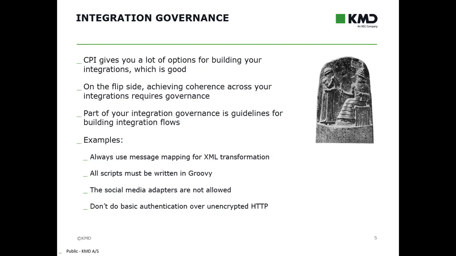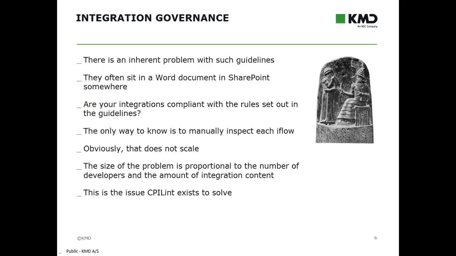Those guidelines could be, just a few examples: when you do transformation, you should always use message mapping. If you do scripting, it should always be written in Groovy. Maybe you're not allowed to use the social media adapters like the Facebook adapter, Twitter, and so on. Or it might be don't do basic authentication over unencrypted HTTP because you're sending passwords in plain text. So just some examples of what those guidelines might be, right?